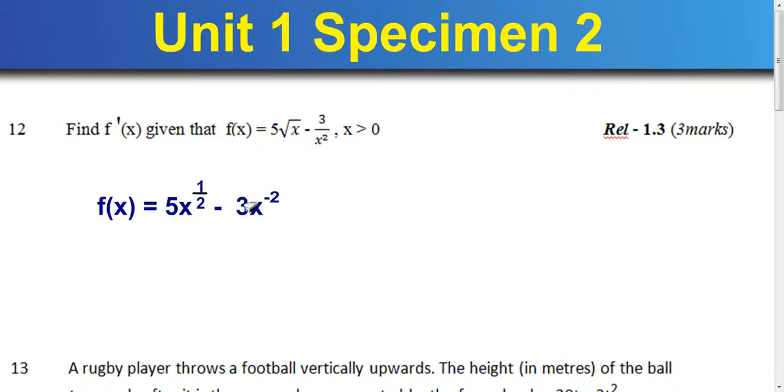Notice we've not differentiated here yet. We're now going to differentiate, multiply down by a half to get 5 over 2, and then reduce a half by 1, so that'll be negative a half. Multiply down with negative 2, be careful, that gives you a plus 6, and then reduce this by 1 to give you negative 3. Now we can take this further. I've not done it here because this is all you need to do in the NAB.